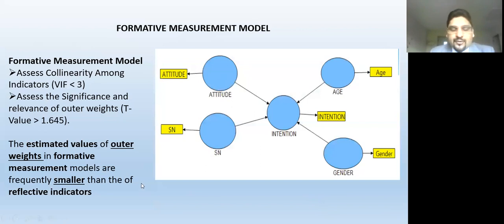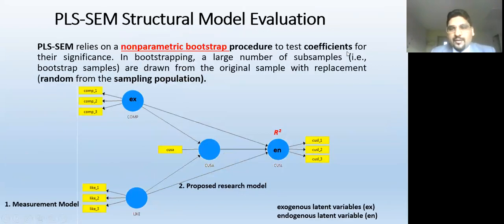Empirically, we could say that the estimated values of the outer weights in formative measurement models are frequently smaller than those of reflective indicators. This is a difference between reflective and formative.